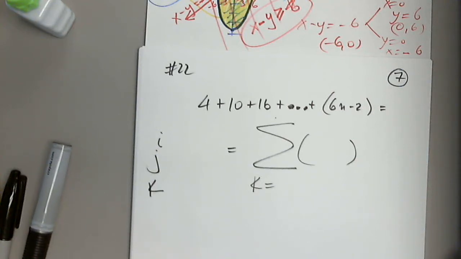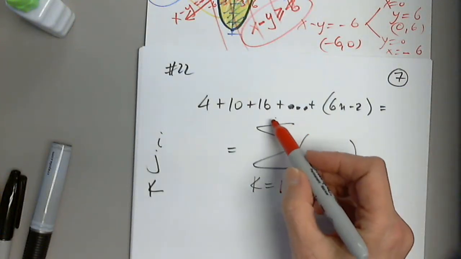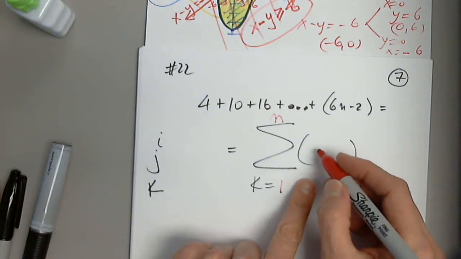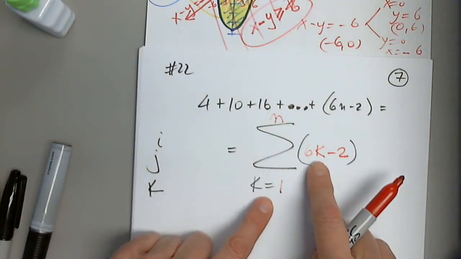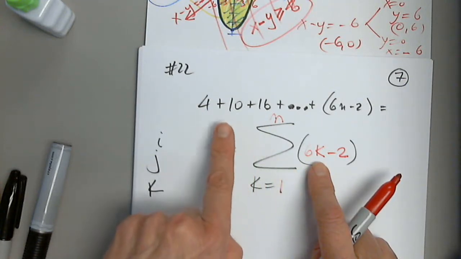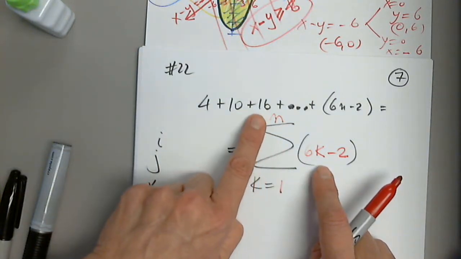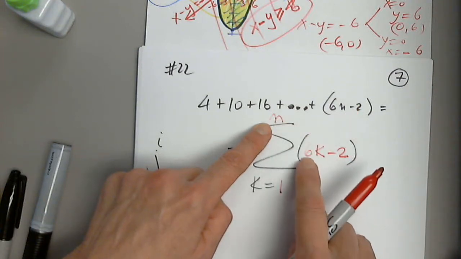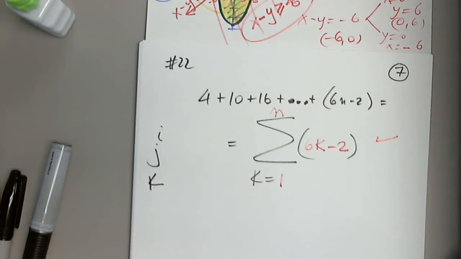Oh, so for the index it will be 1. Okay, the lower limit 1. And how far do I go? To n. To n indeed. So let's see what we have in here. 6k minus 2. Good. So when k is 1, do I really get this first term? Good. When k is 2, do I really get this term? When k is 3, do I really get this one? And when finally I say k is n, do I get 6n minus 2? That's all.